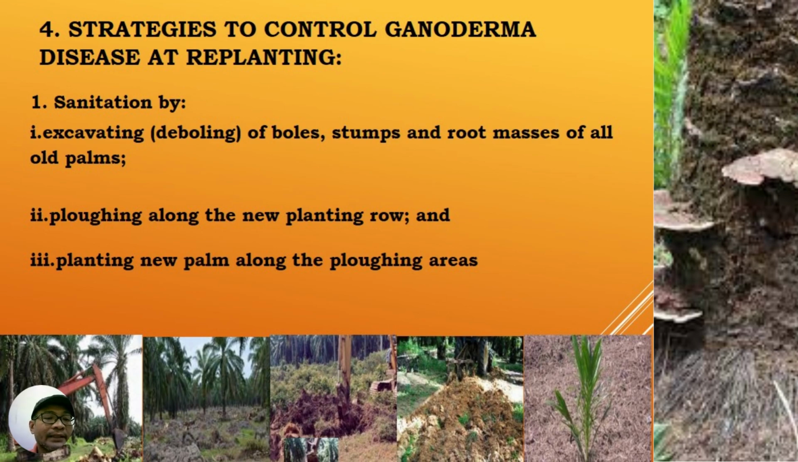So number 4, the strategies to control Ganoderma disease at replanting. First, we do the excavating and deboling of boles, stems, and root masses of all old palms. We do the ploughing along the new planting row, and we plant new palm along the ploughed area.